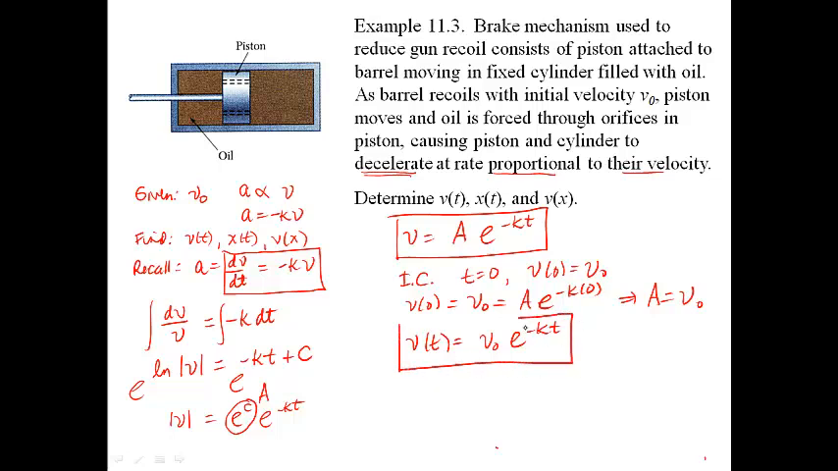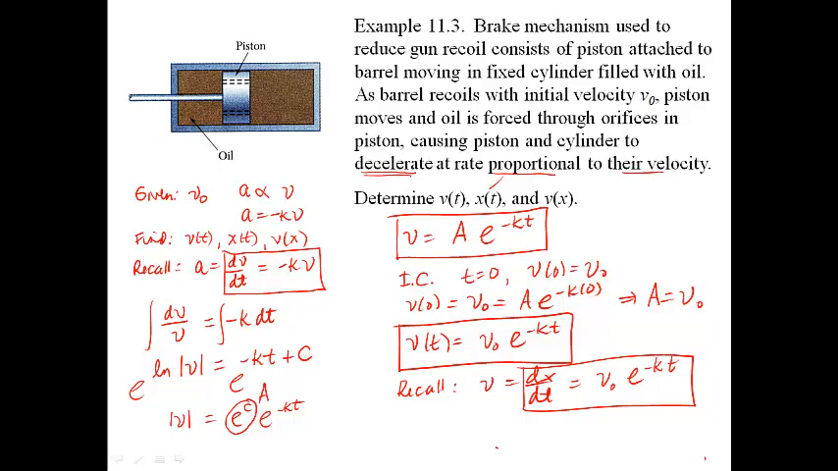So that takes care of the first part, v as a function of time. Now for x as a function of time, right here I already have v as a function of time. I'm going to use my equation saying that v is actually dx dt. I already have the v, therefore dx dt is equal to v naught e to the negative kt. I get a separable differential equation.